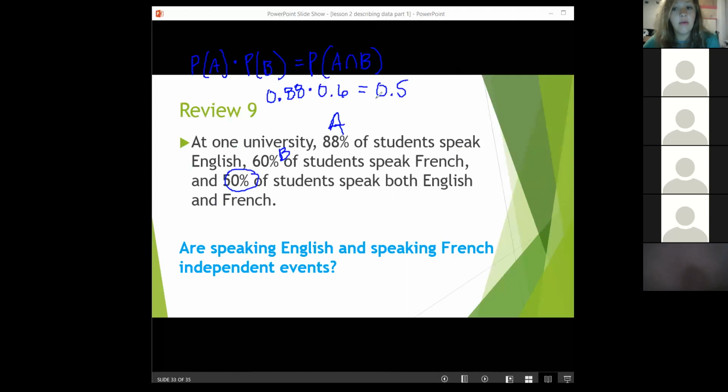So theoretically, what we want to do is check if this is correct. But if you multiply 0.88 times 0.6, you're actually going to end up getting 0.528. And that is not equal to 0.5. Therefore, they are not independent. Does that make sense?